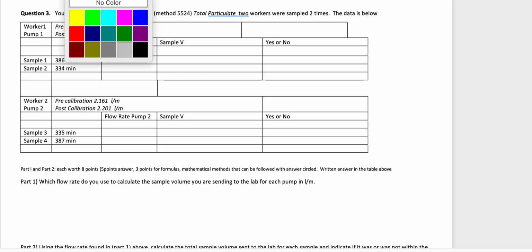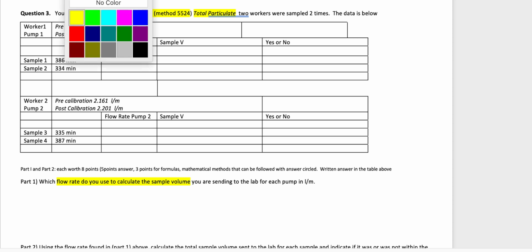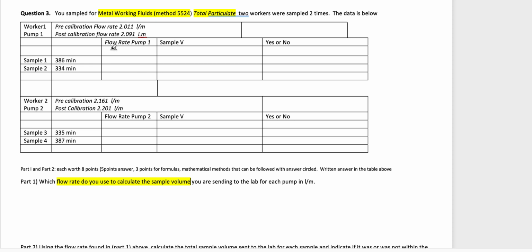Okay, on to question 3. You sampled for metalworking fluids, and the method is below. Please make sure you recognize that there are 2 different ways you can sample for metalworking fluids, either respirable or total, and we're looking at the total particulate matter. And you sample 2 workers 2 times. The data is below. Which flow rate do you use to calculate the sample volume for each pump?